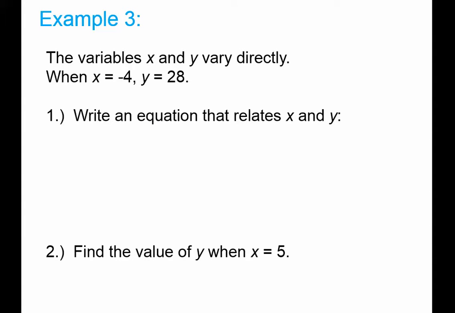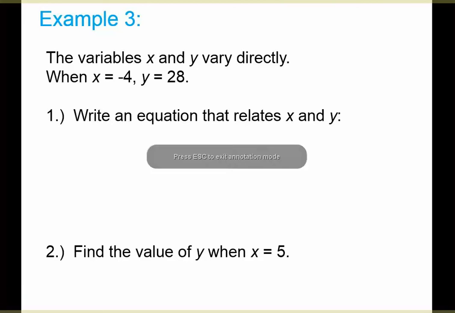Let's go ahead and try another one. Here I'm asking you to do two different things. Get the equation first and then find the specific y value on number 2. It says the variables x and y vary directly. When x equals -4, y equals 28. First, write a direct variation equation relating x and y. And then after you've done that, tell me the value of y when x equals 5. Go ahead and hit pause now, and then unpause when you're ready to go over answers.